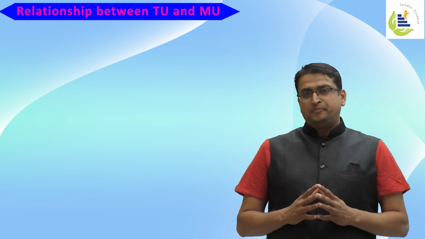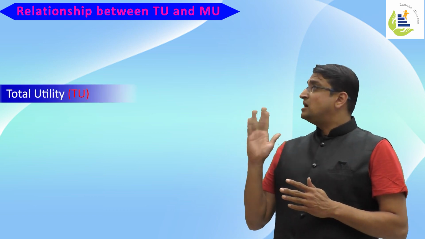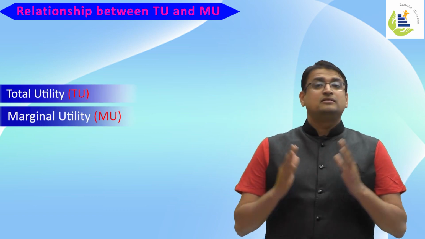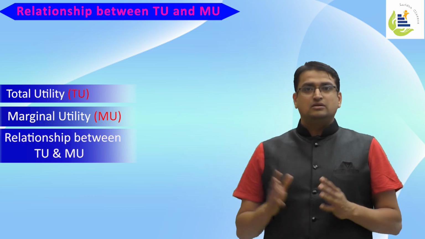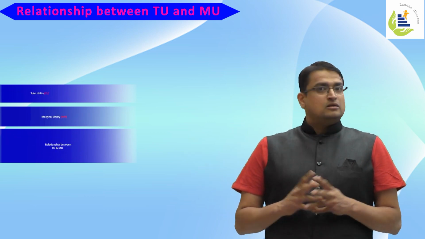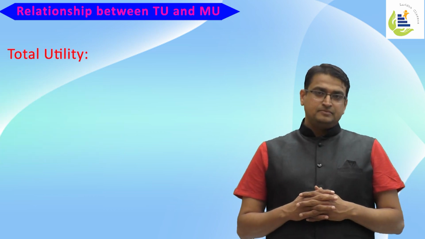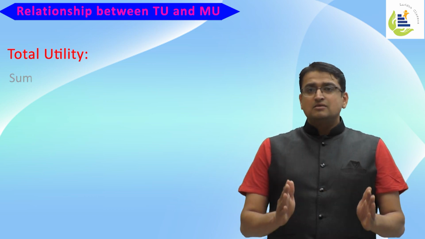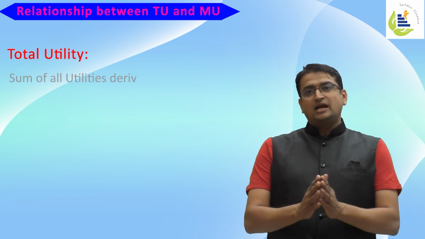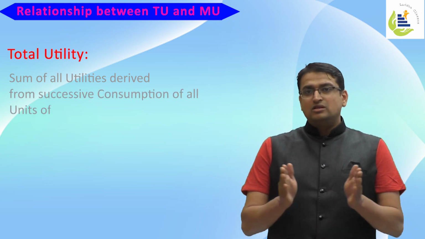In this video, we are trying to understand what is total utility, what is marginal utility, and the relationship between total utility and marginal utility. Now let us understand what is total utility. Well, total utility is the sum of all the utilities derived from the successive consumption of all the units consumed.